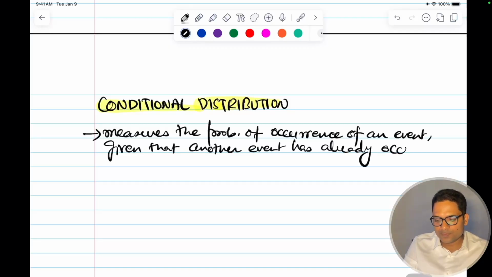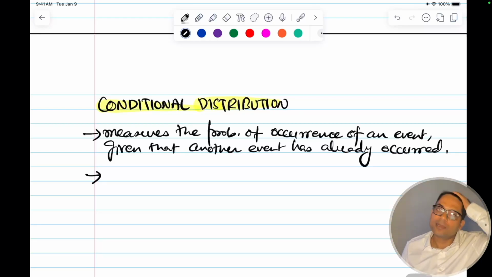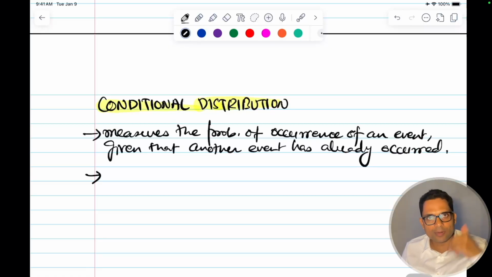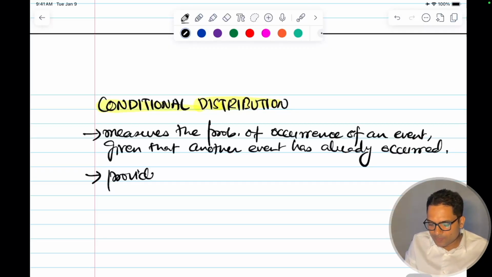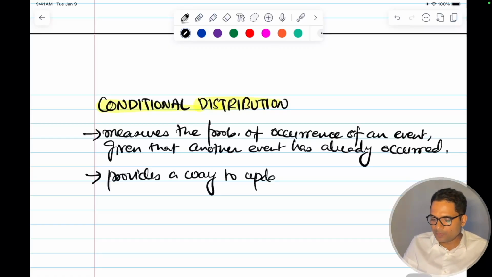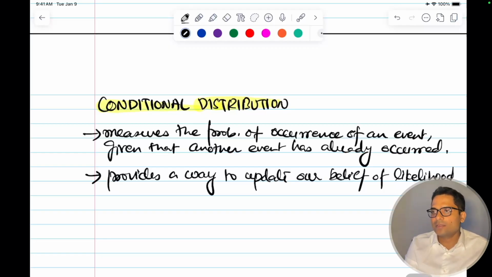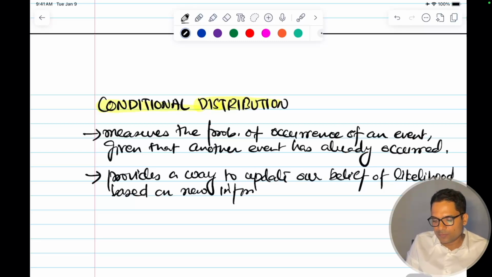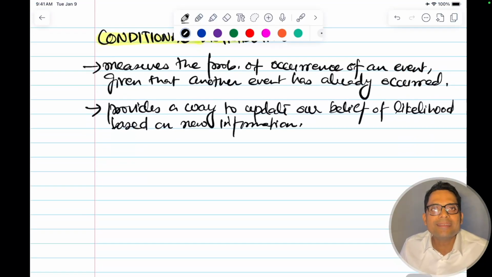This is coming from the past. Some event has already occurred, and what does it give? Some new information has come, and on the basis of new information we should update the prior likelihood that we have, and then we get the posterior. So this provides a way to update our belief of likelihood based on new information.